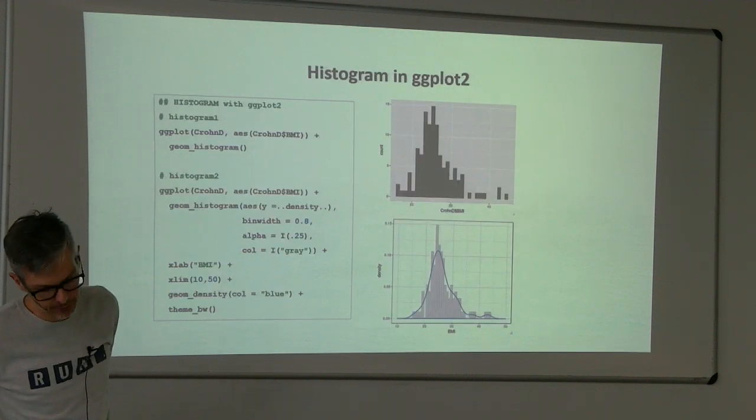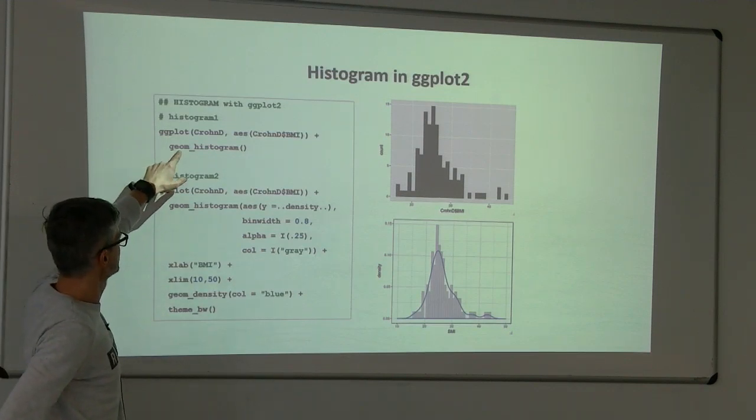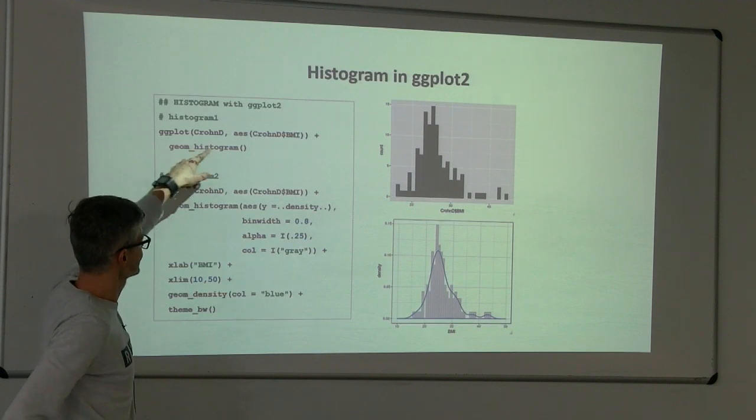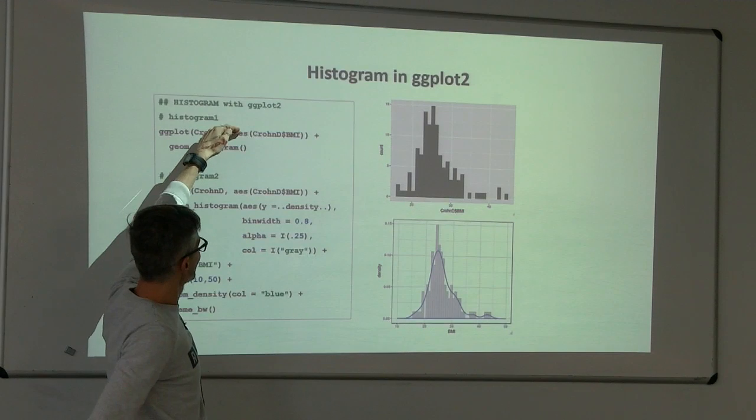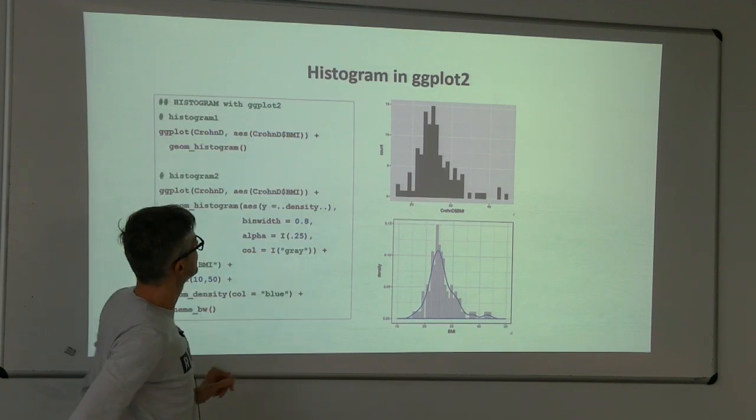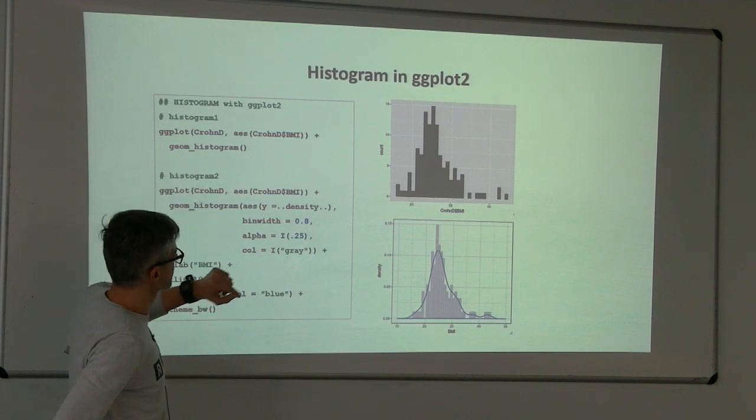And then another example, a histogram. You will see that this is called geom_histogram. So this is the layer. We use the Chrome D datasets, aesthetic mapping. We use the BMI, body mass index, and then we draw a histogram in this case.